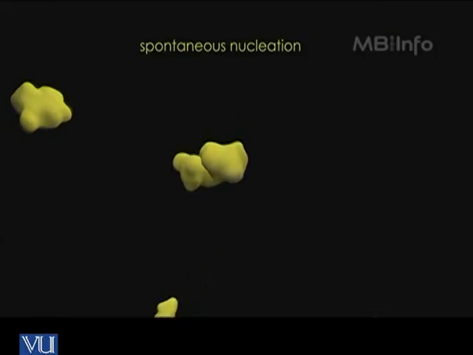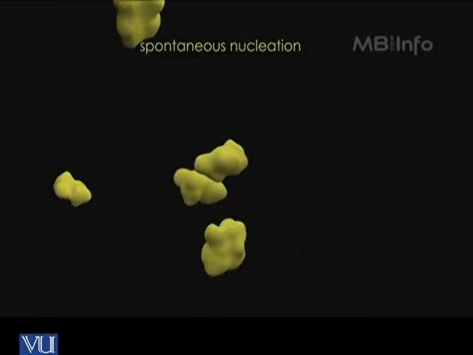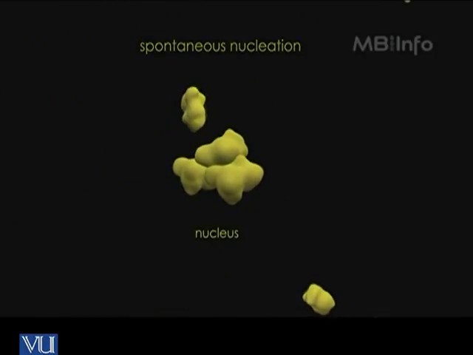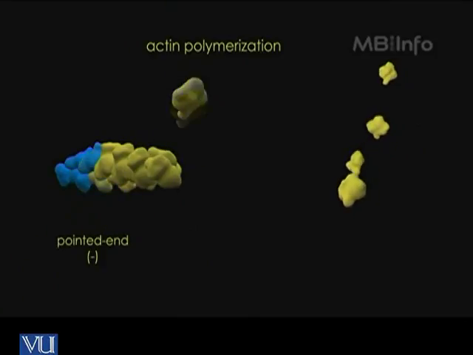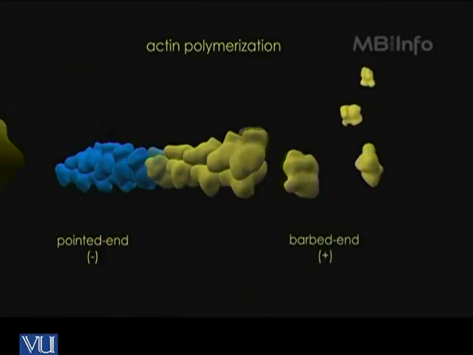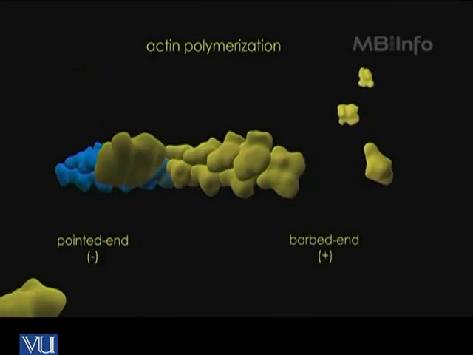So we are going to look at spontaneous nucleation, these monomers bumping into each other. There is the nucleus we've talked about. Once the nucleus is formed, the elongation is rather rapid. Now please note that as the polymer is polymerized, as the monomers are forming the polymer, the rate of ATP hydrolysis is also catching up. So you can see part of the filament is becoming blue.